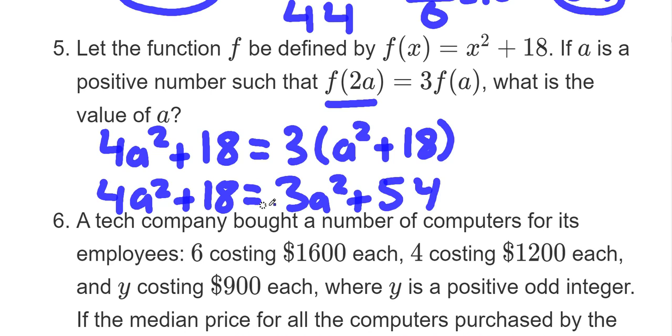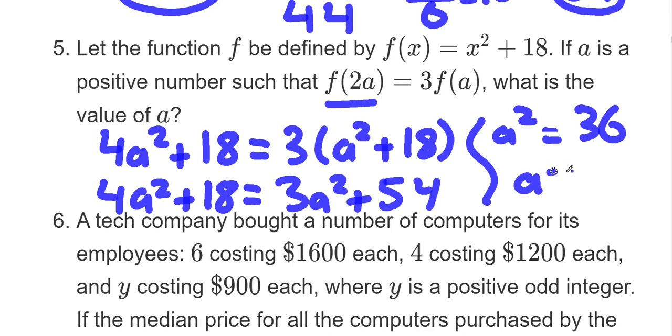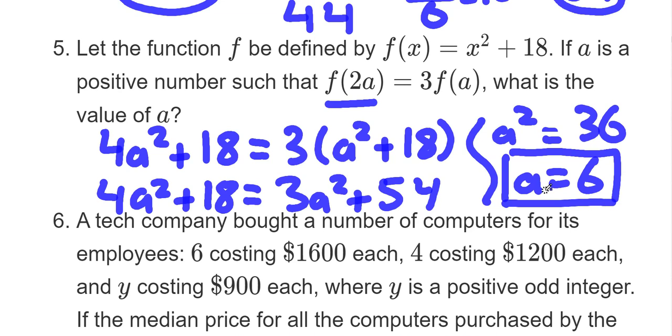Don't forget to distribute. So I'm going to subtract 3a squared from both sides. I get a squared, and then I'm going to say minus 18 minus 18. So I get 36. A is plus or minus 6, but it has to be positive, it says. So we say it's 6. Okay?